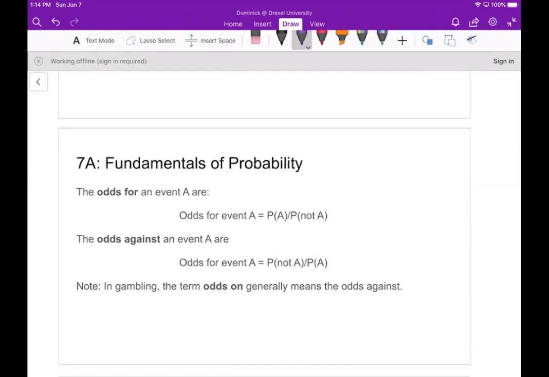Right? So a lot of times this can be broken up into two different ways. We can either say the odds for an event would be the probability of that event over the probability of that event not happening. And then the odds against an event happening would be the probability of not A over the probability of A. Now, a lot of times in gambling, you'll hear them use the phrase odds on, and most of the time this means the odds against.